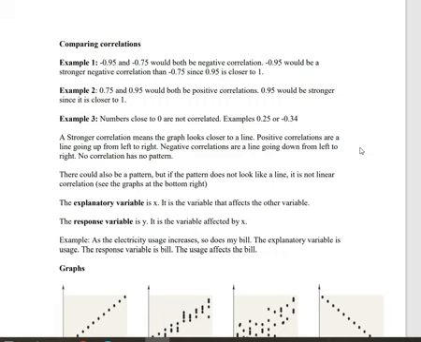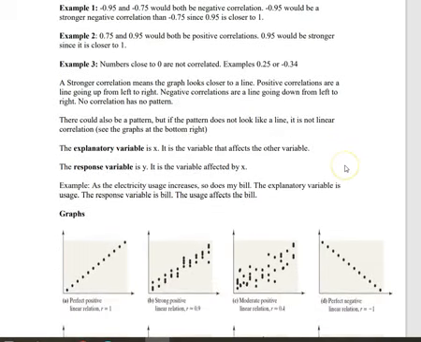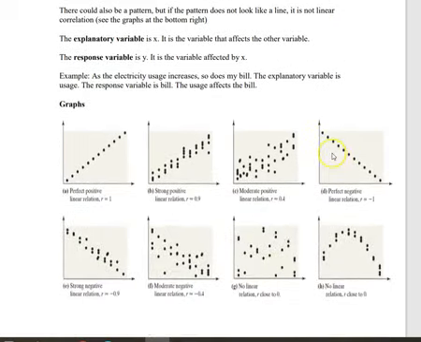There could also be a pattern, but if the pattern does not look like a line, it's not a linear correlation. Linear means line. The explanatory variable is x. It's the variable that affects others. The response variable is y, and it's the variable that's affected by x. Example, as electricity usage increases, so does my bill. The explanatory variable is usage, response is bill.